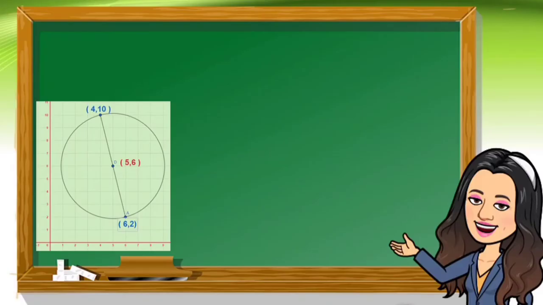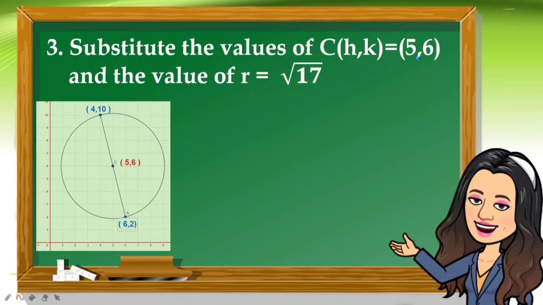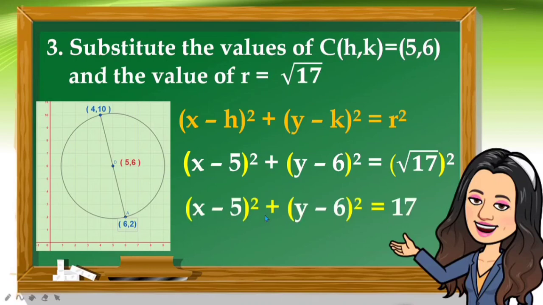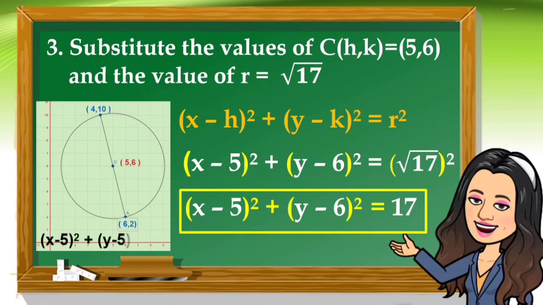So for our third step, we will substitute the values of the center of the circle, which is at (5, 6), and the value of r, which is equal to the square root of 17, to the standard form of the equation of the circle. And that is equal to the square of the quantity x minus 5 plus the square of the quantity y minus 6 is equal to the square of the square root of 17. Simplifying this expression, we will have the square of the quantity x minus 5 plus the square of the quantity y minus 6 is equal to 17. And this is the equation of the circle.